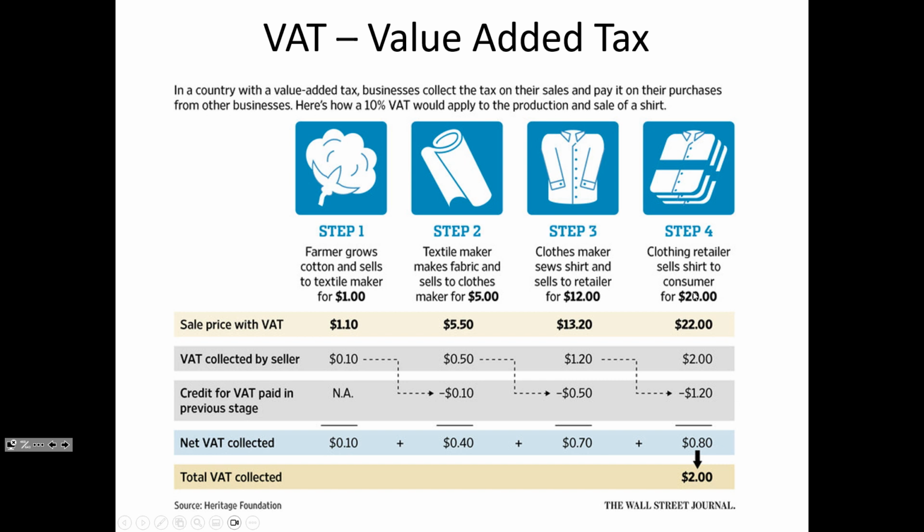So at each step along the way, even though the total sales price is the item price plus 10% for the tax, the government is only taking 10% of the amount where the value is added. So it kind of spreads out the burden, you know, instead of the consumer having to pay the full $2, the consumer would only pay 80 cents of the tax.